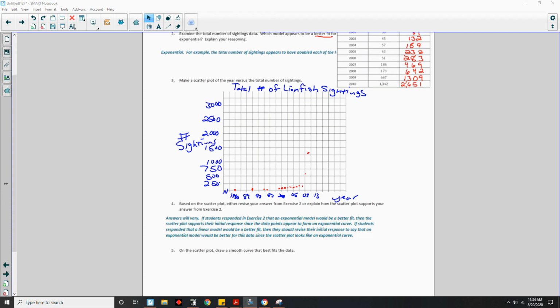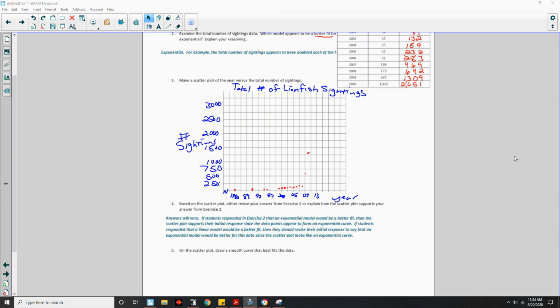If students responded in exercise 2 that an exponential model would be a better fit, then the scatter plot supports their initial response since the data points appear to form an exponential curve. If students responded that a linear model would be a better fit, then they should revise their initial response and say that an exponential model would be better for this data since the scatter plot looks like an exponential curve.